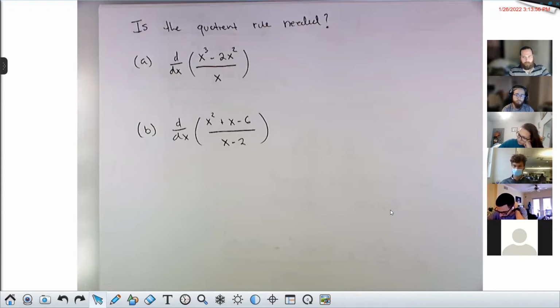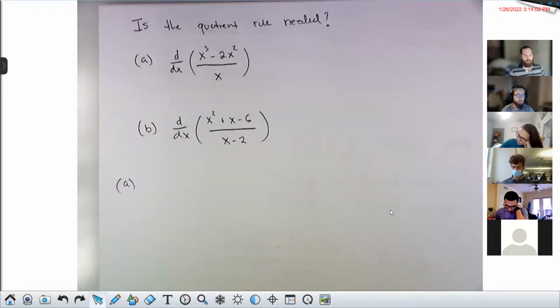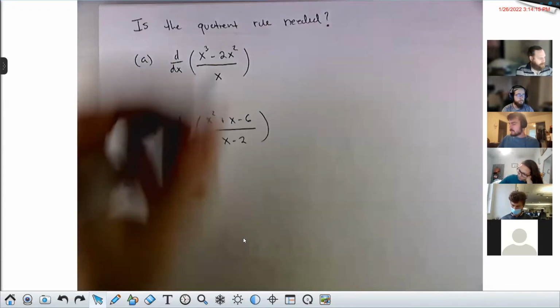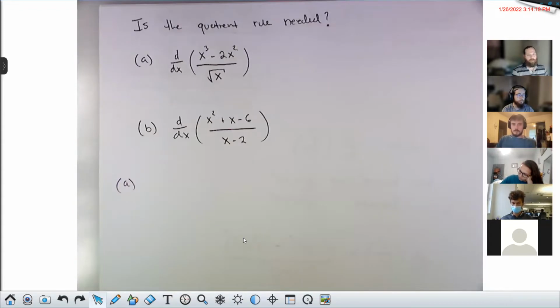So thoughts on the first one? Shouldn't you just factor and then cancel out the top and bottom x? Very good. There's a factor of x common to the top and bottom. Let me make it worse. What about now?